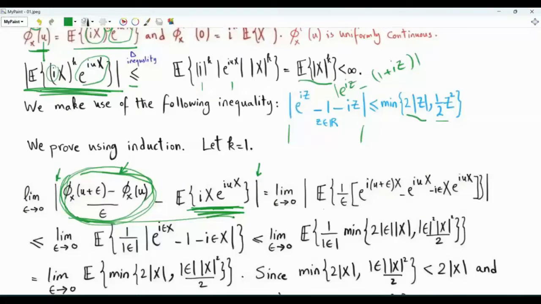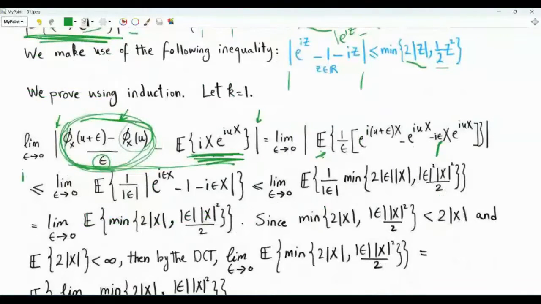So what we have here inside the magnitude is the expectation, and then we have 1 over epsilon, which is this. The characteristic function of u plus epsilon is expectation e to the I u plus epsilon times x. The characteristic function is expectation e to the I ux, and then we have this term here. Since we have 1 over epsilon as a common factor, we multiply here by epsilon. Here is everything written in terms of just one expectation. Then we apply the triangle inequality.